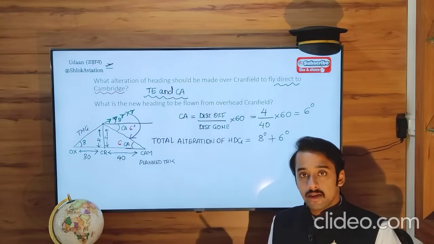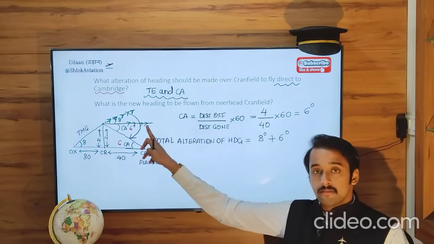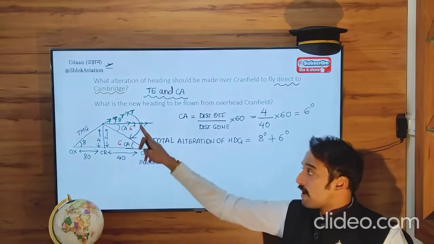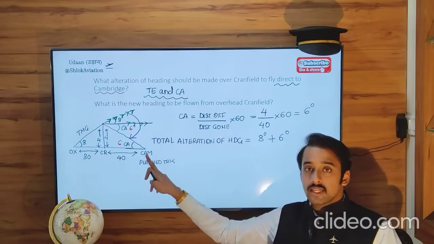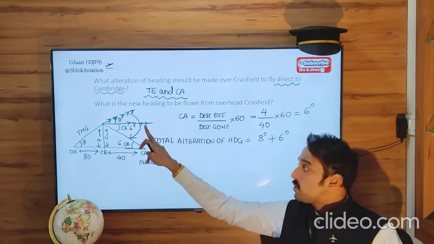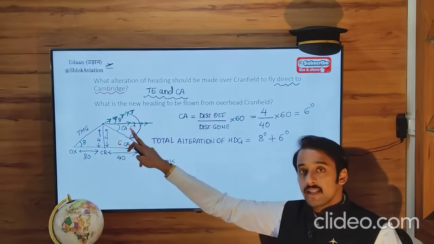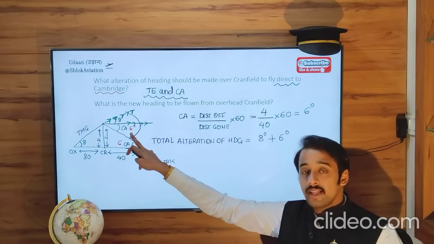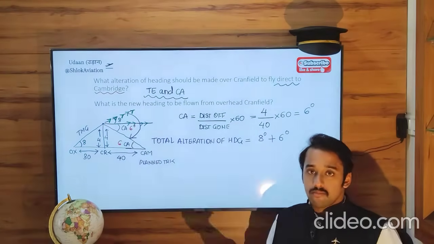After applying the track error correction, you will be flying somewhat parallel to the planned track, but that is not your goal. You don't have to fly parallel to this track, but you have to fly directly to your destination, Cambridge. Therefore, to the new heading that you have found, you will have to add this closing angle so that you get a final heading which will take you directly to Cambridge.